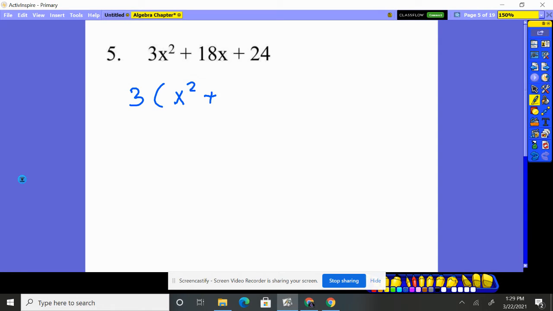Leaves an x squared here. 3 times what's 18? That's going to be a 6x. And then 3 times 8 gives me 24. So now x squared plus 6x plus 8 is all we have to break down. That's a lot easier than the numbers above.